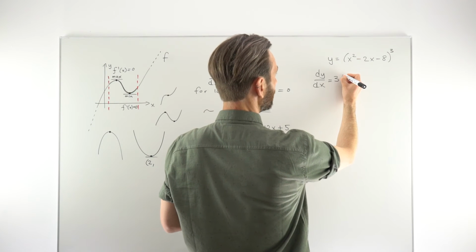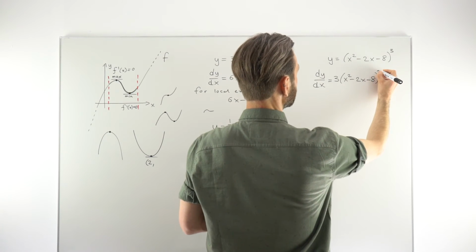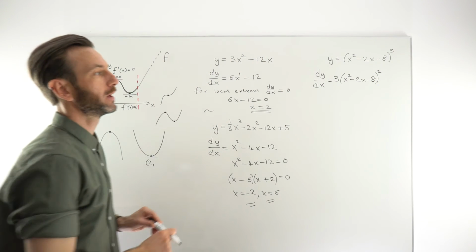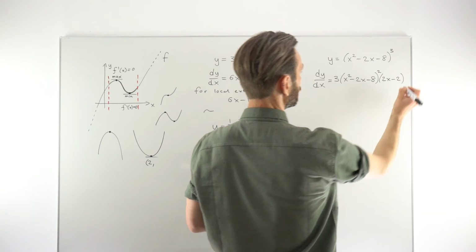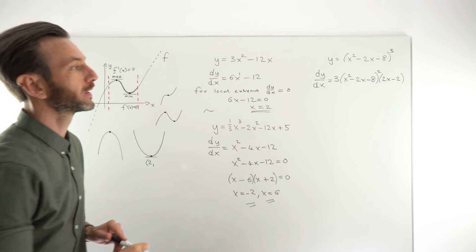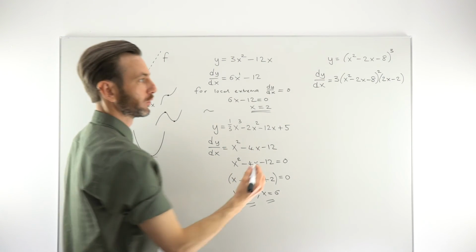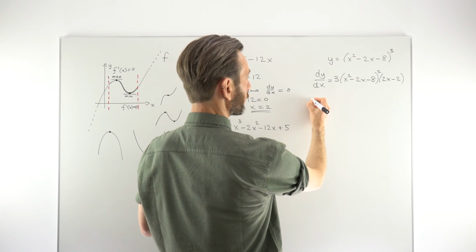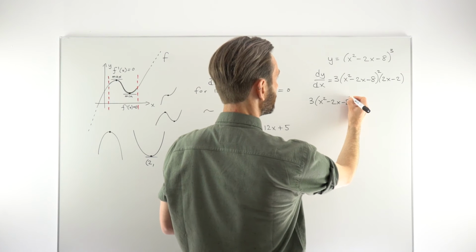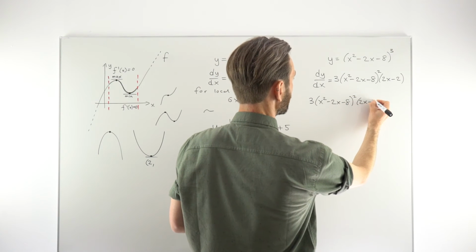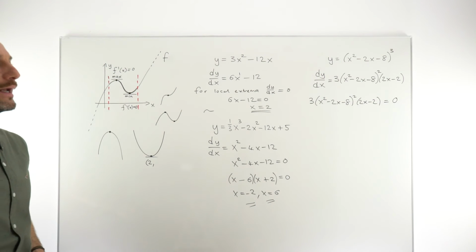So multiplying the 3 in front, leaving the bracket basically the same, powering the bracket down to a squared, and then multiplying by the derivative of the inside. The derivative of the inside is 2x minus 2, like that there. Now, we need to then just do the same thing. We need to set that equal to 0. So a little bit more work to do in this one for sure. So if we go 3(x squared minus 2x minus 8) to the power of 2, and then (2x minus 2) equals 0. So that's our derivative. We'll set it equal to 0, and then we need to go ahead and solve that.